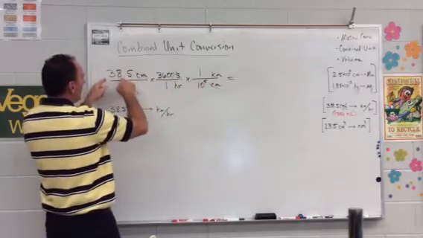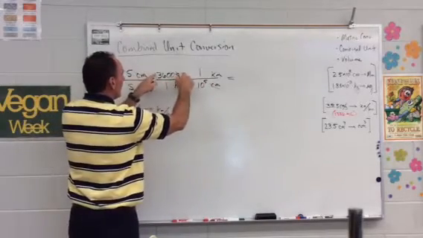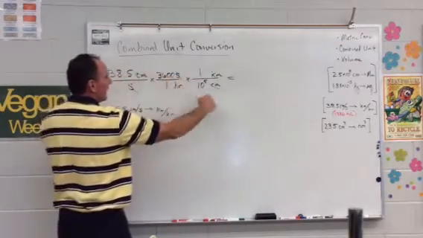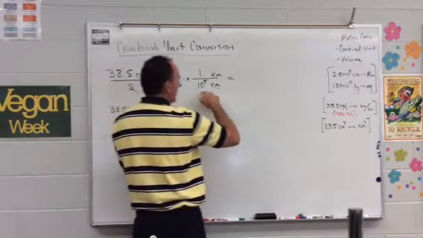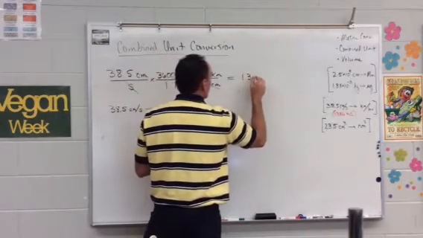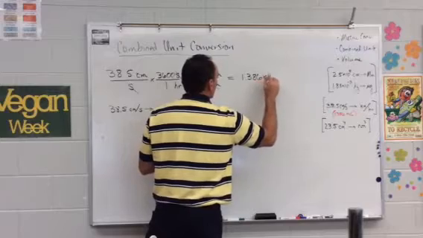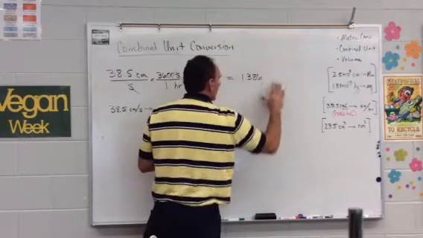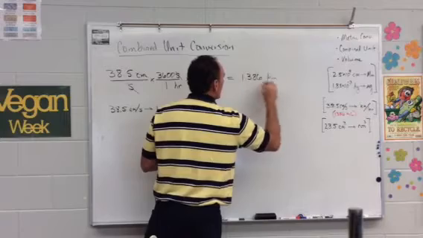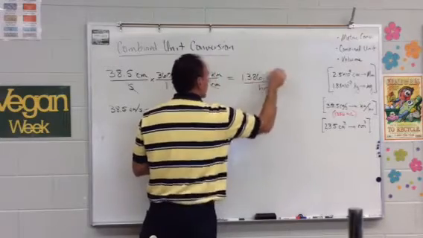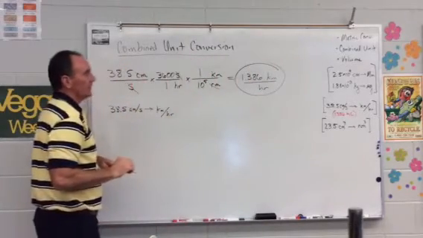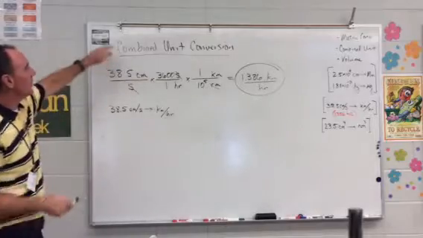So you multiply 38.5 times 3,600, and then divide that by 10 to the 5th. And when you do the math, you come up with 1.386, and that's going to end up being kilometers per hour. And I've got my final answer. Okay, so again, combined unit conversions are pretty easy.